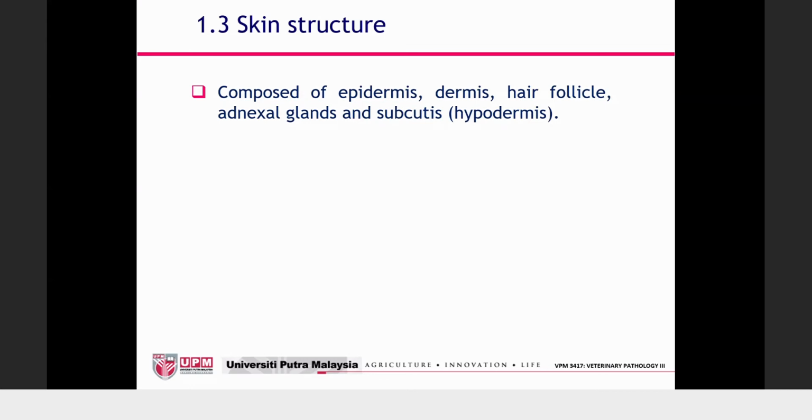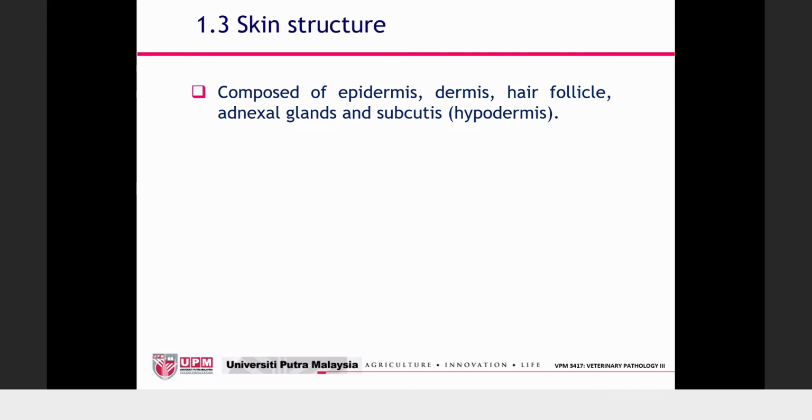Okay, so the skin structure. Skin is composed of the outermost layer, which is the epidermis. Then you have the dermis. You have the hair follicle or adnexal glands, and last but not least, the deepest layer would be the subcutis, also known as the hypodermis.